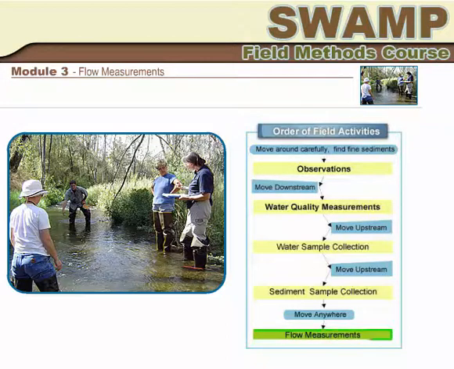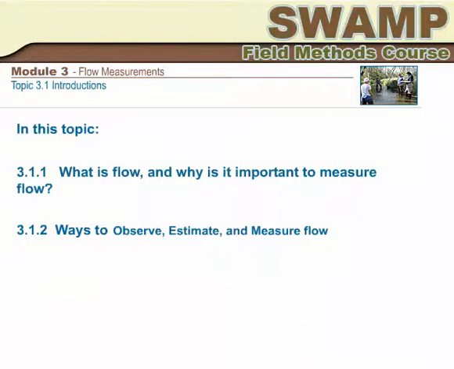This module provides a basic overview of stream flow and how it can be quantified. Stream flow is an extremely important parameter to observe, estimate, or measure in combination with other water quality characteristics because it is essential for data interpretation. Click on a topic to start, or click the next button to see them in order.